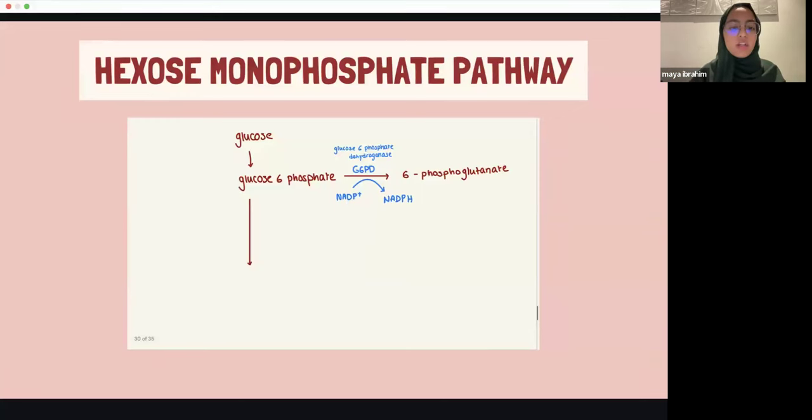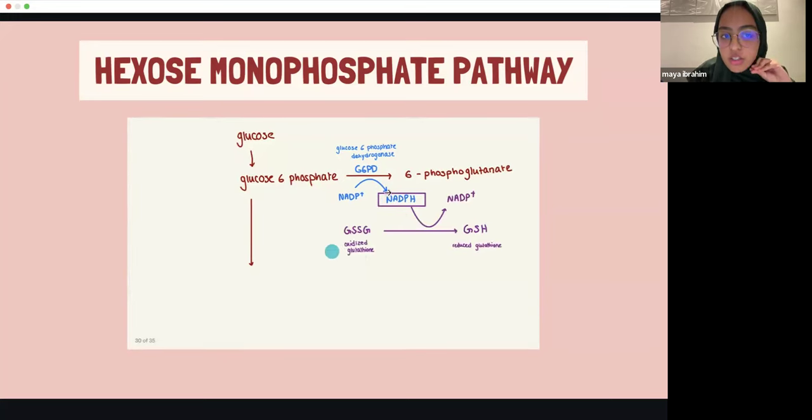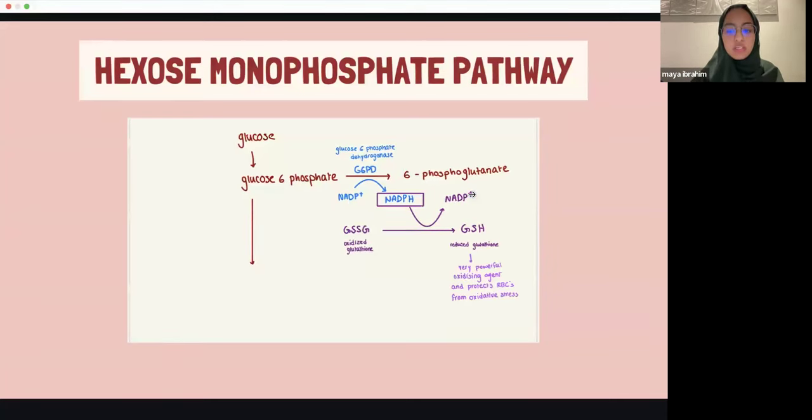Why do we need this NADPH? NADPH is very important because it reduces oxidized glutathione to reduced glutathione. What's glutathione? Glutathione is a very powerful antioxidant that protects RBCs from oxidative stress.